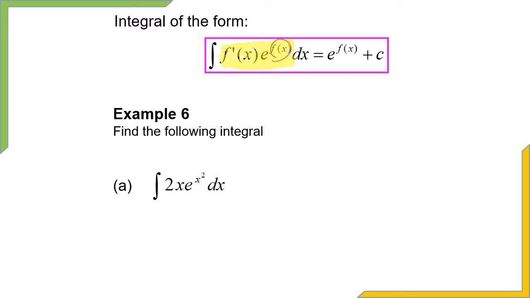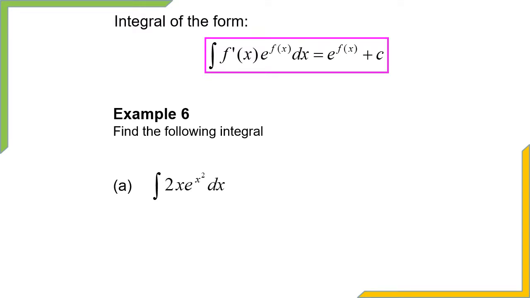If we remember about differentiation, we differentiate e to the power of f(x). So what is the formula? We will get e to the power of f(x), and then we need to multiply by f prime x, the derivative of the index. So this is actually the antiderivative. We just have to apply the formula. If we have in the question f prime x times e to the power of f(x), then the integration will be e to the power of f(x) plus c.